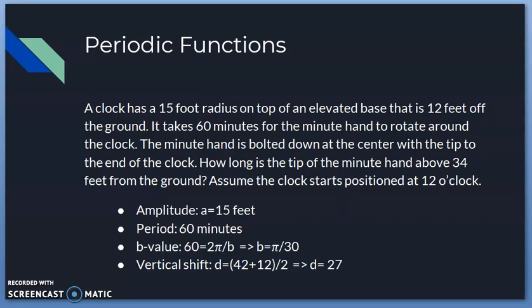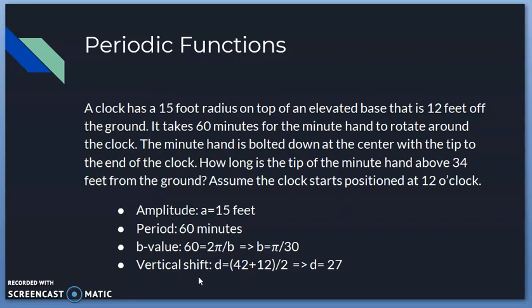And we know the period, so we can set the period equal to 2 pi over b to find the value of b. So we have 60 equals 2 pi over b, and if we manipulate this, we get b equals pi over 30, because we could multiply both sides by b and then divide by 60, so 2 pi over 60 simplifies to pi over 30. The vertical shift is found by finding the maximum and the minimum, adding them together and dividing by 2.